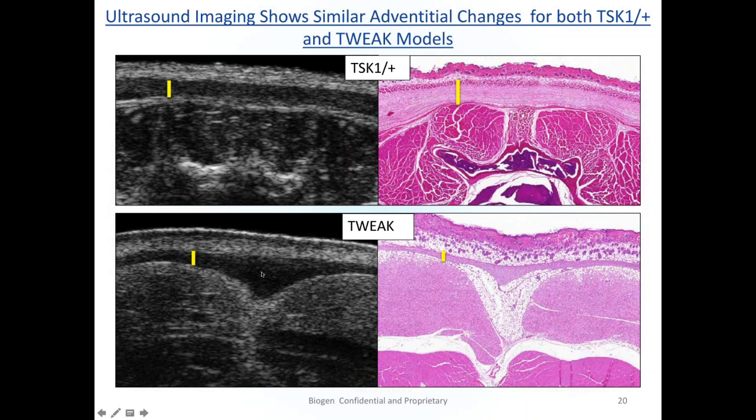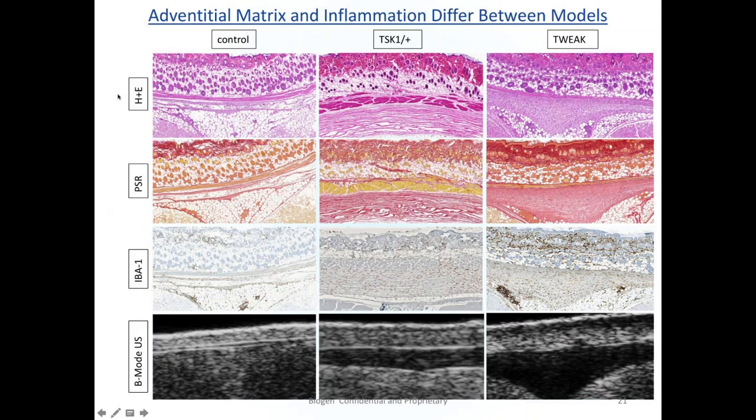So what we did here was, the H&E is on the top that I just showed you, but significantly blown up, and we're doing a comparison of control tissue, the TSK model in the middle, and the tweak model on the far right. H&E images are in the top panel, and the ultrasound is in the bottom panel for reference. We actually looked at a number of different immunostains and chemical stains just to try to identify what was going on here, but we felt these were the interesting ones.